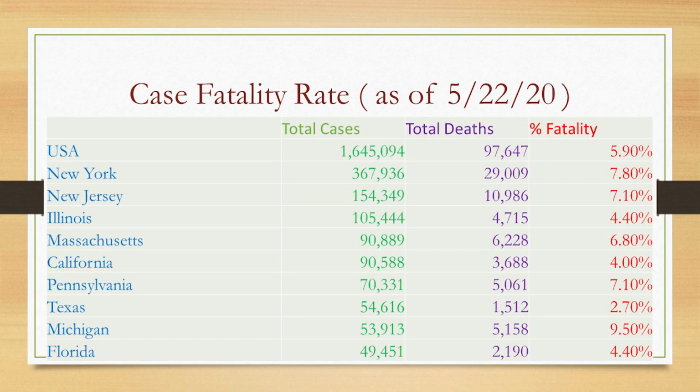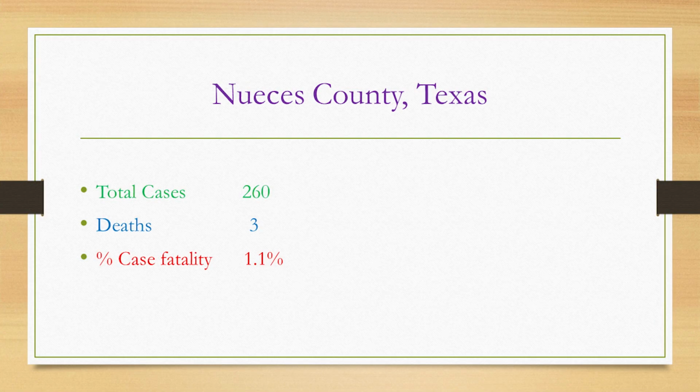So as you can see over there, the case fatality rate as of May 22nd, 2020, is anywhere between 3 to 9% all over USA. The state of Michigan had 9.5% case fatality rate, whereas the state of Texas has close to 2.7 or 3%. And overall case fatality rate in USA is about 5.9%. In Nueces County, Texas, we have total cases 260, and we have three deaths, and the case fatality ratio of 1.1%. So how did we do that?